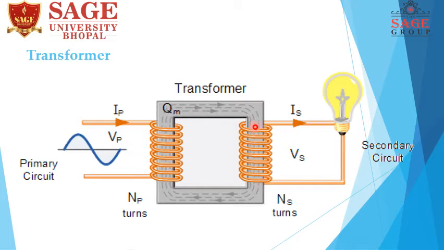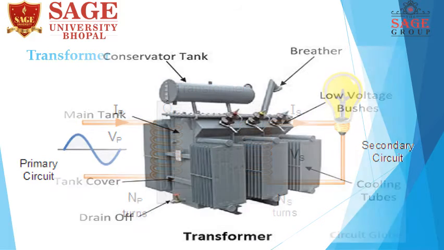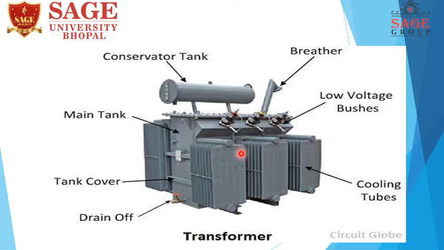And the secondary winding circuit, the output, is closed, totally closed. When we want to give the output, we want to get the desired output from the secondary winding. So this is the process of a transformer. And let's move on and discuss the construction of a transformer.